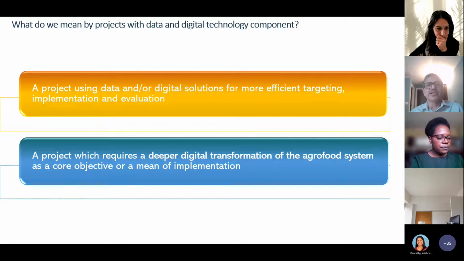So basically, coming to today's session, what do we mean by projects with data and digital technology components? There are 2 simple ways to look at it. A project can use data and digital solutions for more efficient targeting, implementation, and evaluation. You don't need a separate component, but you need some kind of solutions embedded in a project to be able to do that. And there is a second type of project, which we will talk about today, which requires a deeper digital transformation of the agri-food system as a core objective or a means of implementation, where you invest in the ecosystem, innovation, and data, all at the same time. We will discuss both these examples today. Okay, next.